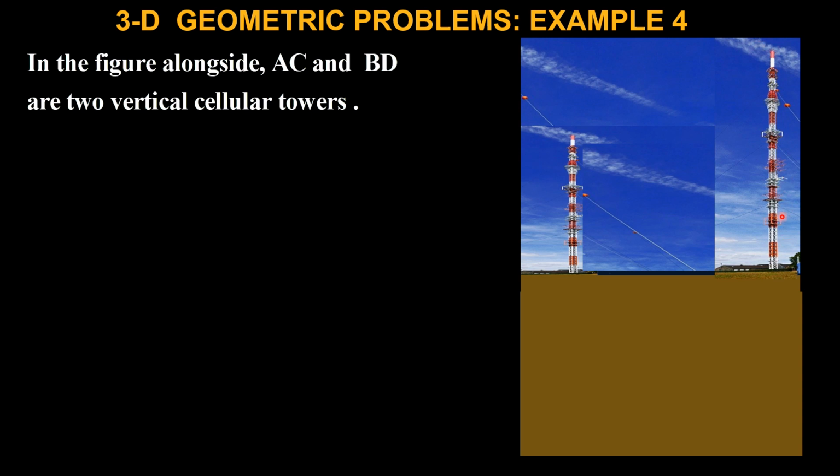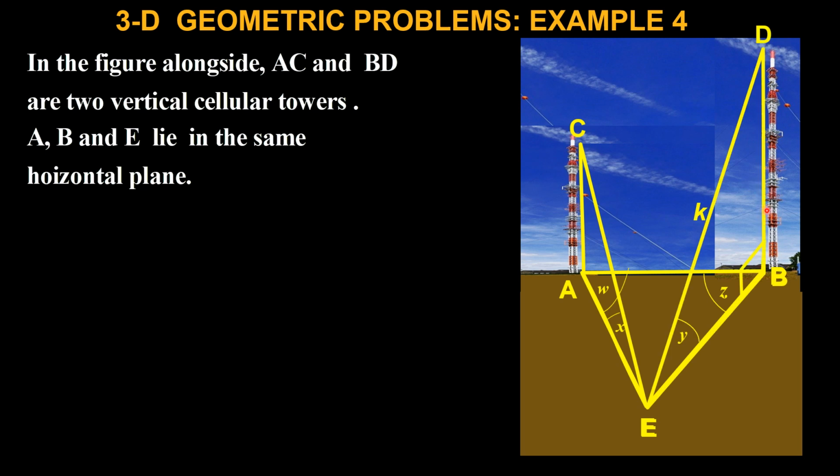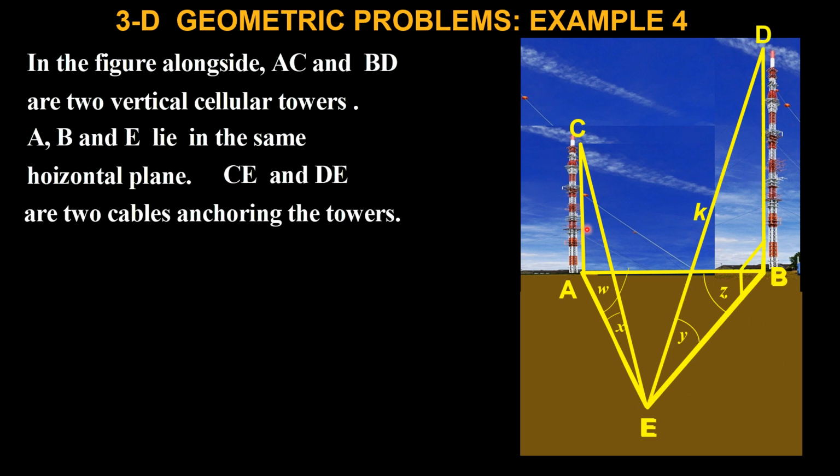There are two towers, AC and BD. And A, B, and E are points that lie on the horizontal plane. So there's our tower AC and our tower BD. And it's mentioned here that CE and DE are cables.